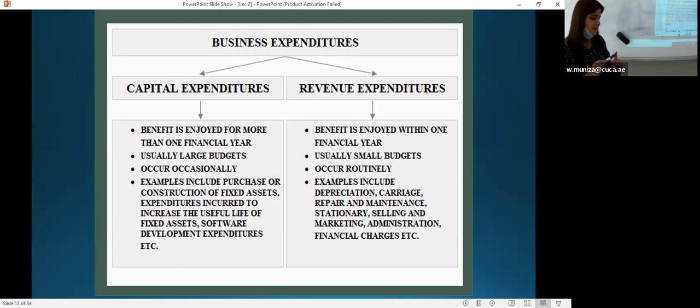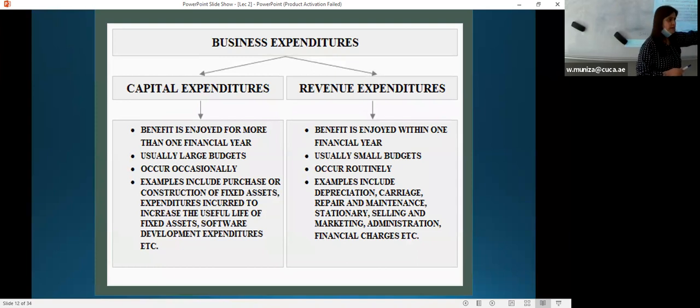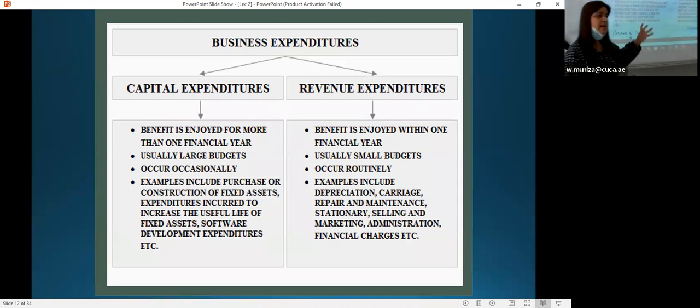I repeat, capital expenditures are non-routine in nature, will not be done in the ordinary course of the business, and will be done for the purchase of a non-current asset or to improve its performance. Revenue expenditures are going to be done in the ordinary course of the business, will be frequent and regular in nature, and will be done to maintain the non-current asset. Any kinds of repairs are revenue expenditures. Any kind of major expenditures for the improvement of a non-current asset are capital expenditures.